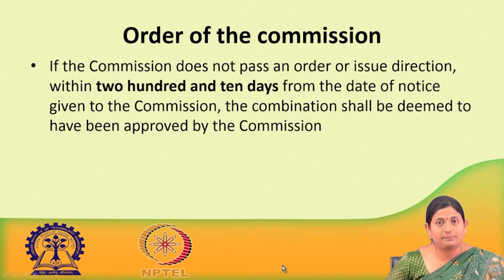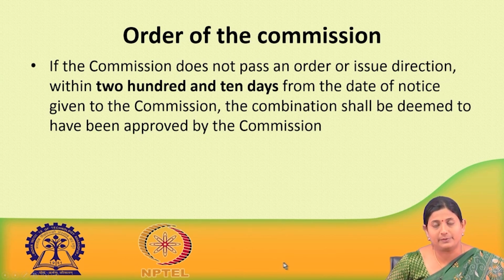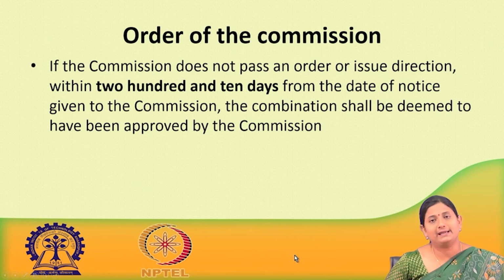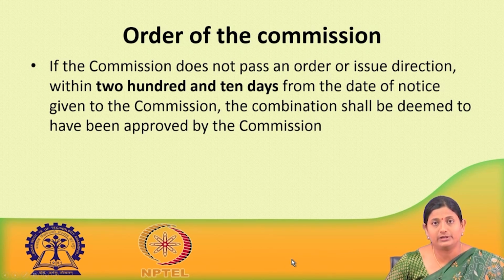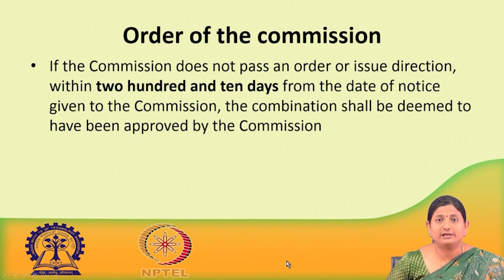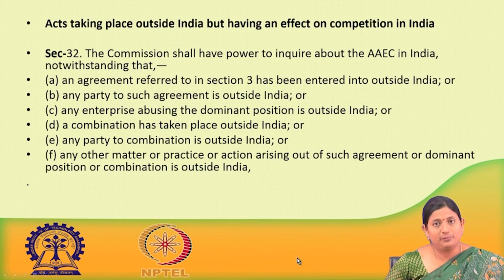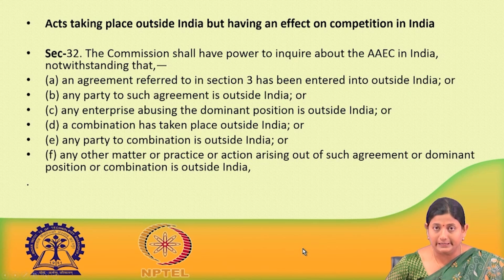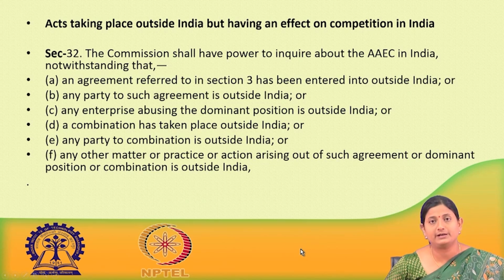If the Commission does not pass any order within 210 days of the date of the notice to the parties, then the combination shall be deemed to be approved by the Commission. So, if there is no information, that is good news and the combination can be considered approved. These are the basic steps laid down in section 29 of the Competition Act of 2002, for how the Competition Commission of India analyzes combination agreements. One of the important features is that not only combination agreements happening in India are scrutinized or can be investigated by the CCI.